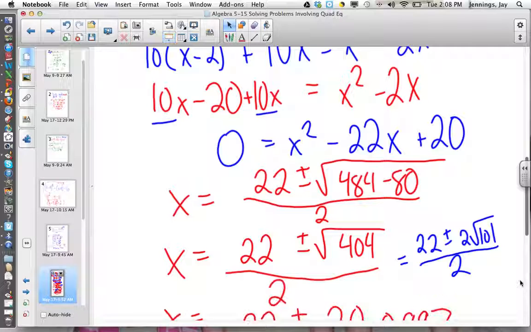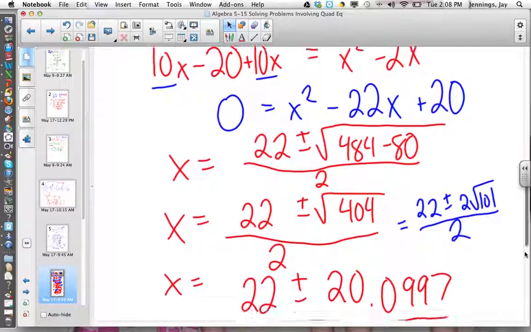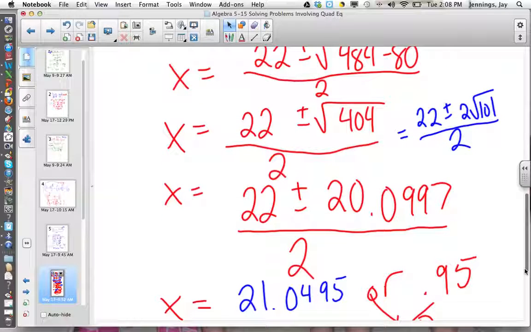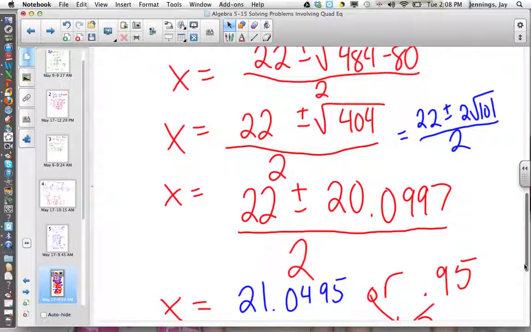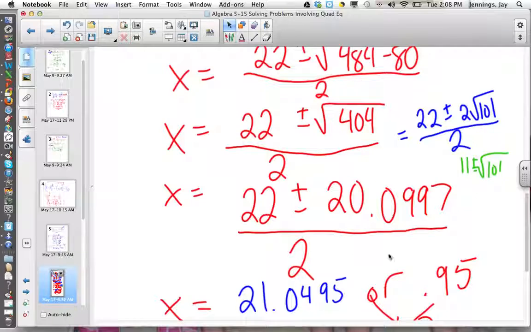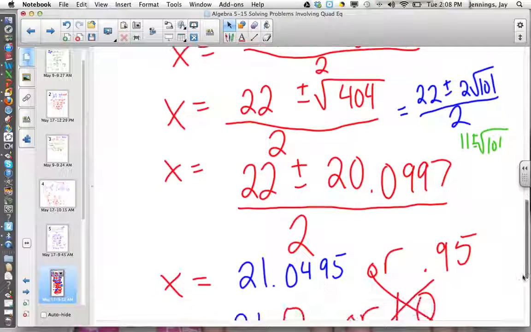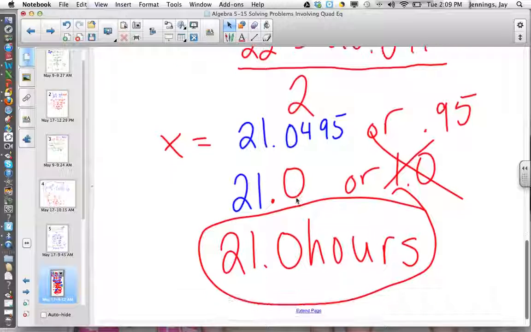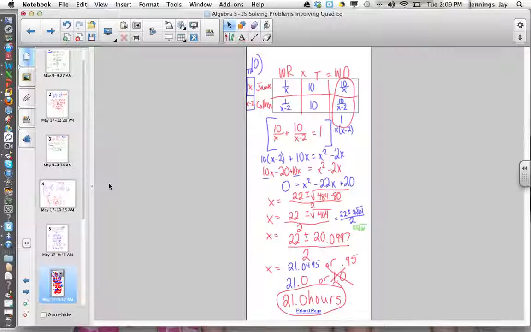Simplify, put it in simplest radical form. This isn't quite, I should write that in there. So simplest radical form would be 11 plus or minus the square root of 101. Okay. And then we get down to this, which answer makes sense, which answer does not. This does not. And then the last kind of tricky thing that you have to be careful of is they ask you to round to the nearest tenth.